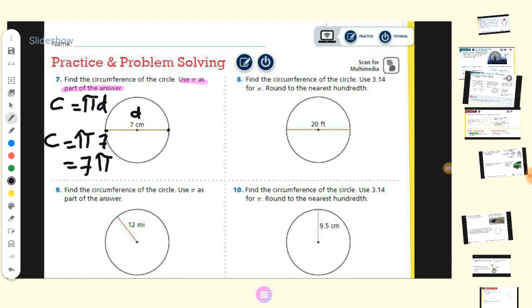Leave pi as it is, centimeter. This is the answer. And sometimes in question number 10, he told me to use pi as 3.14. It's okay. So if he says use pi as a part of the answer, leave it as it is, and if he gives you a value, use the value. Okay, let's solve number 10.